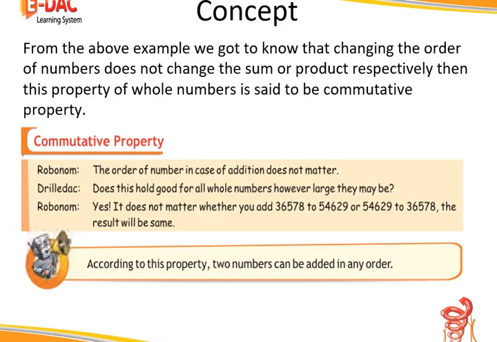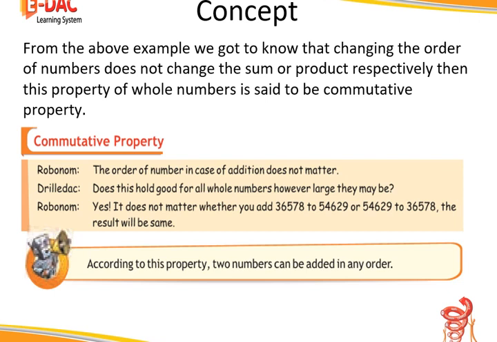So the concept says that in the above example, we got to know that changing the order of numbers does not change the sum or product respectively. Then this property of whole numbers is said to be commutative property. Let's understand commutative property with the help of Robonom. So the order of numbers in case of addition does not matter.